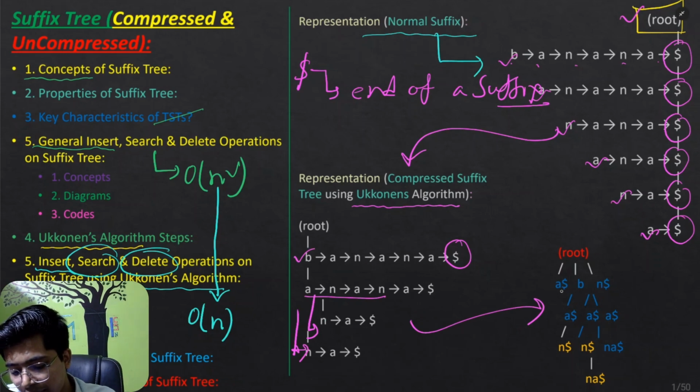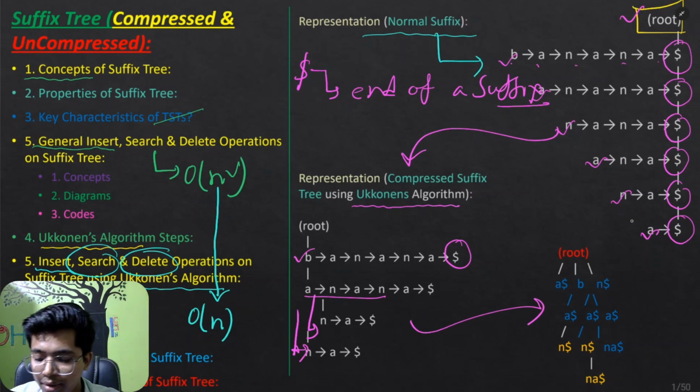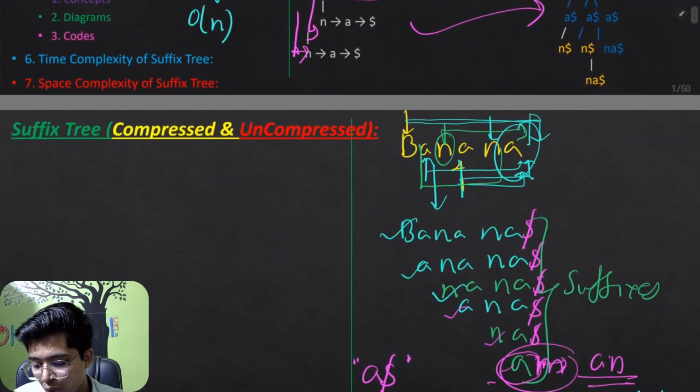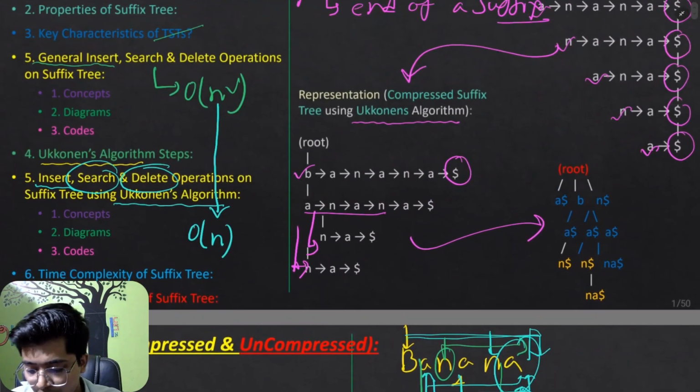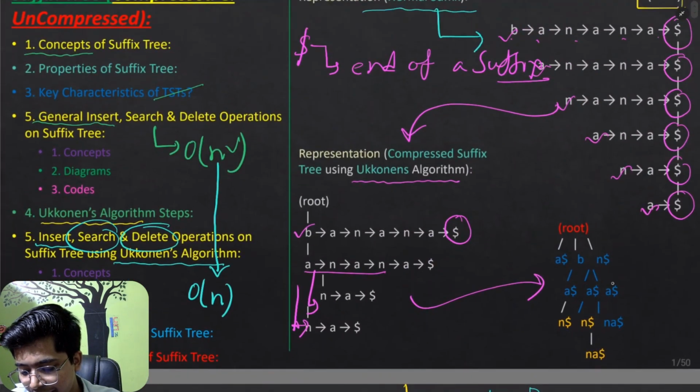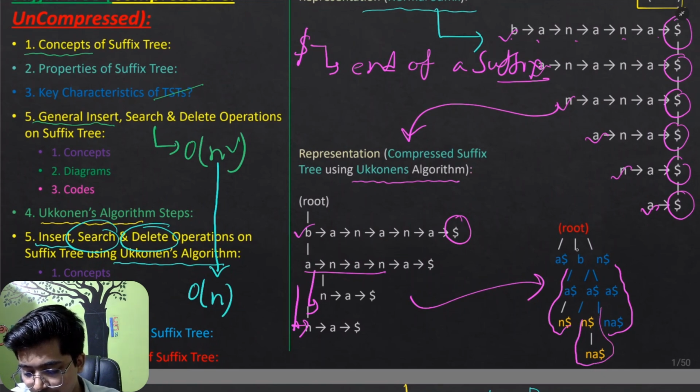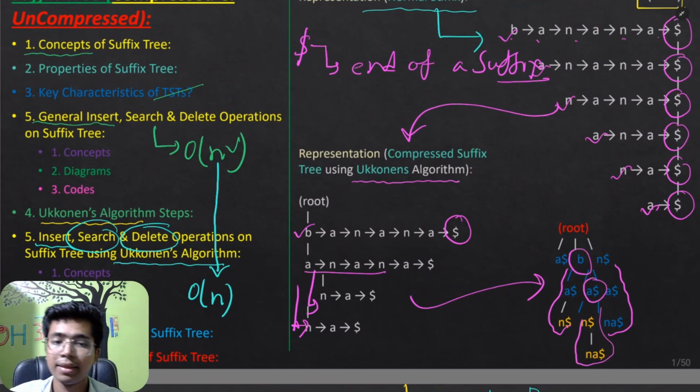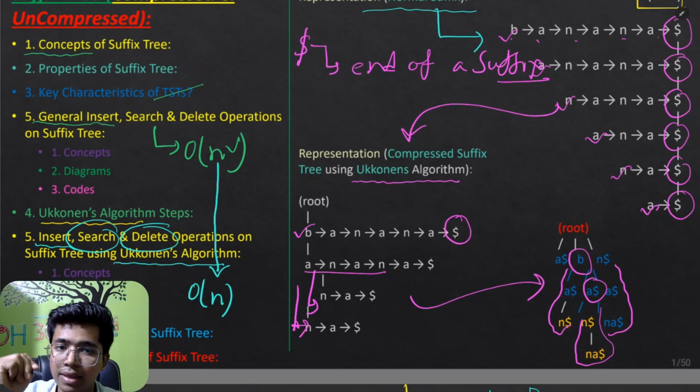This is a dollar, that means this is the ending of a suffix. From the end side, if you observe this a, they have marked it as the end of a suffix. Then bana, this is another suffix, then this is another suffix, na. So there are a lot of suffixes from this, and they have shared the common prefixes in between. These are the common prefixes that have been shared by the suffixes, and this is the importance of Ukkonen's algorithm.